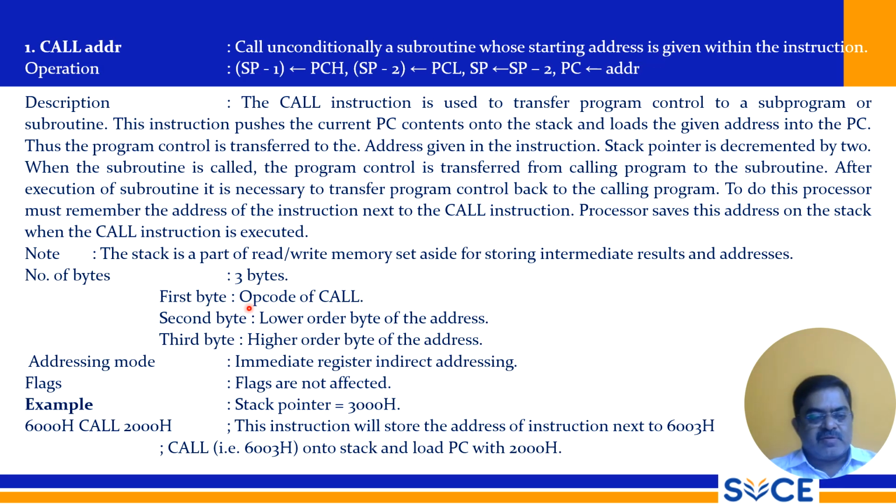So here it is the opcode call, the second byte is the lower order byte of the address, and the third byte is the higher order byte of the address. Addressing mode is immediate and register indirect. Flags are not affected. For example, stack pointer equal to 3000, then 6000H call 2000H. This instruction will store the address of the next instruction, 6003H, onto the stack and load PC with 2000H.